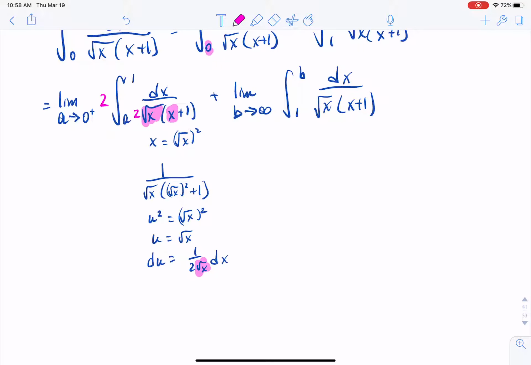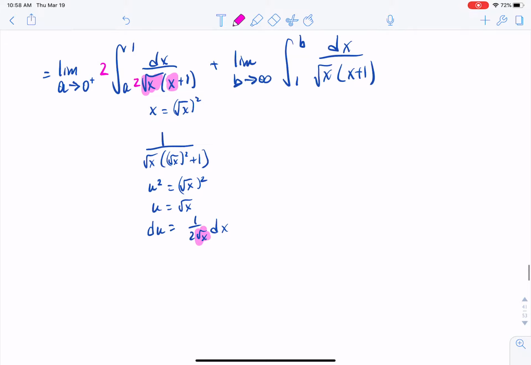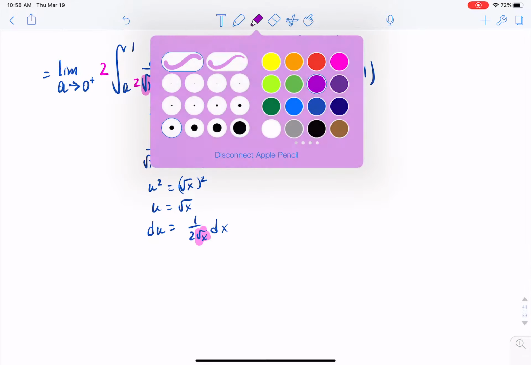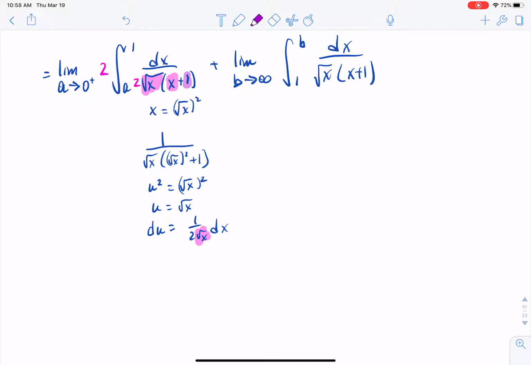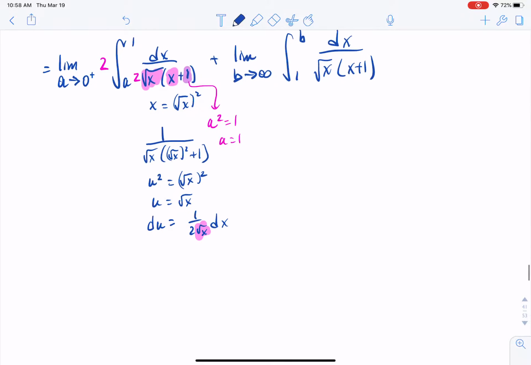Okay, and then, well, what's our a value? So our a squared is the number that's supposed to be left behind here, which is this part here. And this means that a squared is equal to 1, so a is equal to 1. Okay, right? Painfully obvious, right? We could have just guessed all of that stuff.